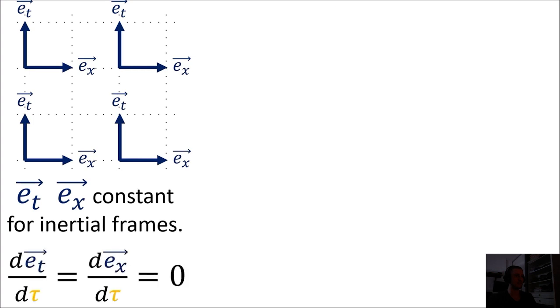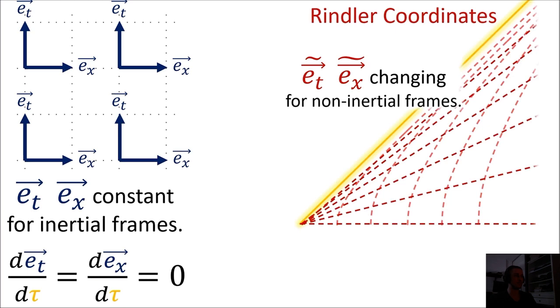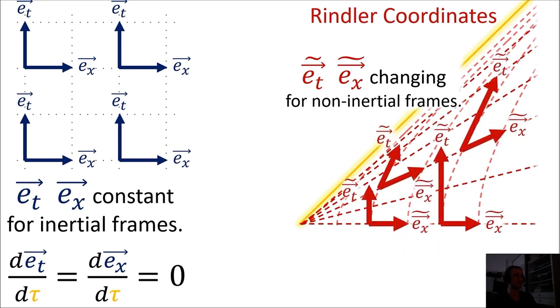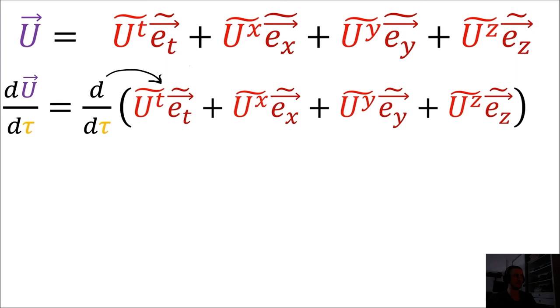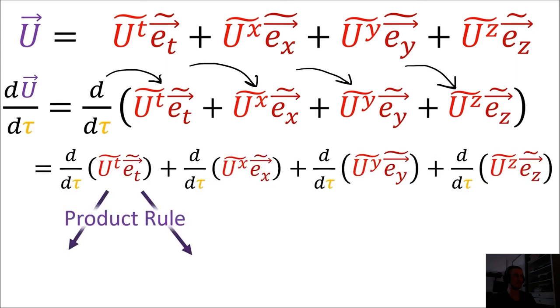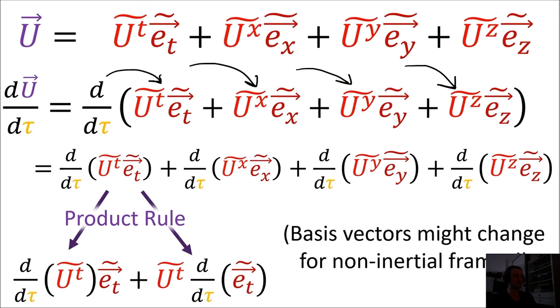However, in non-inertial frames of reference, the basis vectors are changing everywhere in spacetime. In the past couple videos, we've seen that in Rindler coordinates, basis vectors can change size and direction at different points in spacetime. This means that if we need to take the derivative of a 4 vector in Rindler coordinates or other non-inertial coordinate systems, the derivatives of the basis vectors could be non-zero, so we can't ignore basis vector derivatives. To take the derivative of a 4 vector properly, we need to use product rule to differentiate both the vector components and the basis vectors. The basis vectors might change in non-inertial frames, so we need to be sure to include their derivatives.